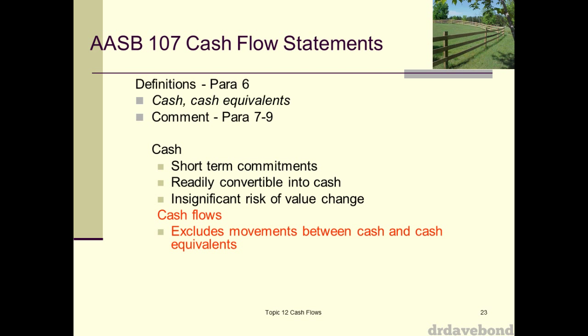Paragraph 6, what cash and cash equivalents are. So cash are short-term commitments. They're readily convertible into cash, and they have an insignificant risk of value change. So property is obviously not cash. I mean, property is obviously something else, but it's not cash. There's going to be value change. It's definitely not readily convertible. Cash in a bank, it's cash. I mean, you'd like to hope that it is.